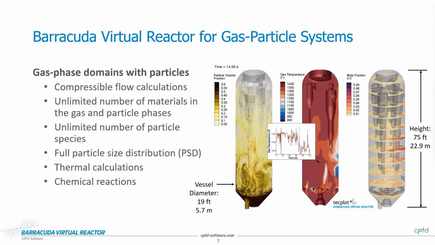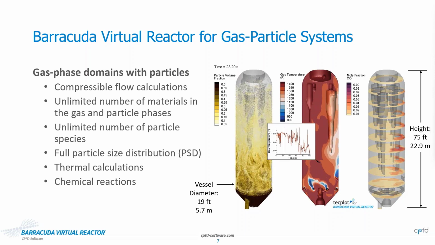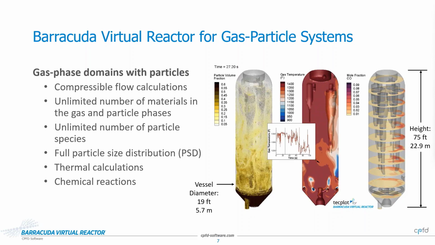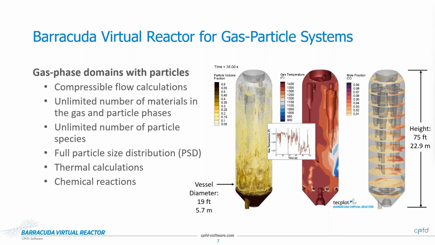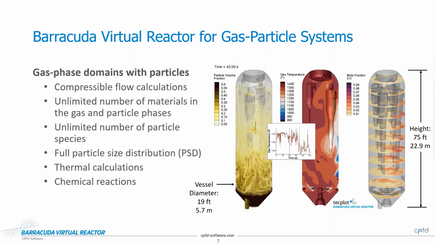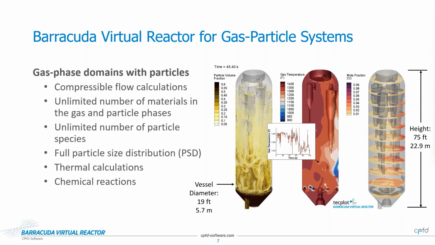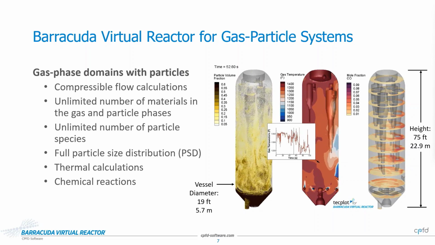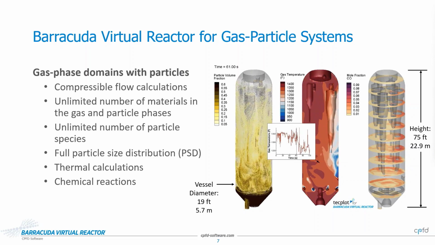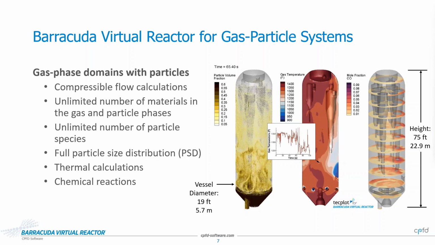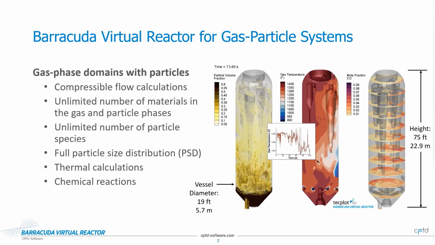One broad category of systems that Barracuda Virtual Reactor is used to simulate is chemical reactors with particles flowing in gas domains. Many industrial fluidized bed reactors fall into this category, including this example shown here, which is an FCC regenerator modeled with Virtual Reactor. Note that this is a full-scale, three-dimensional transient simulation. The system in this example is 75 feet tall and has a vessel diameter of 19 feet.